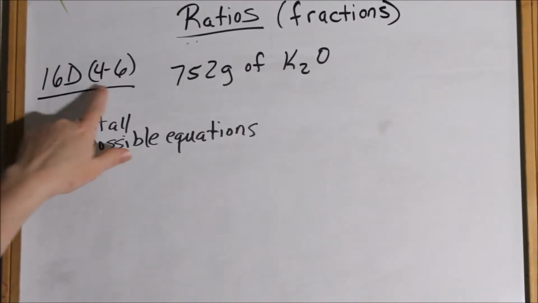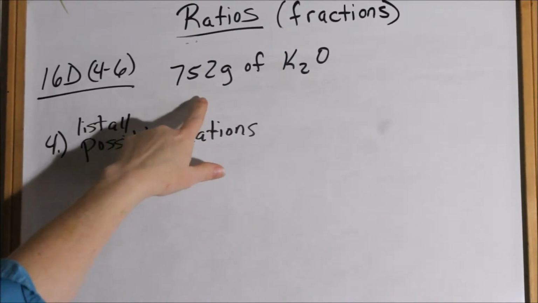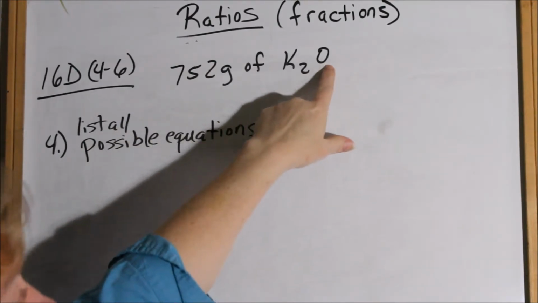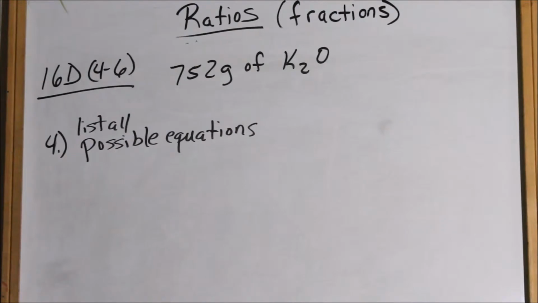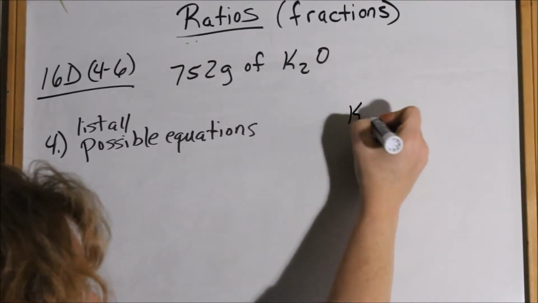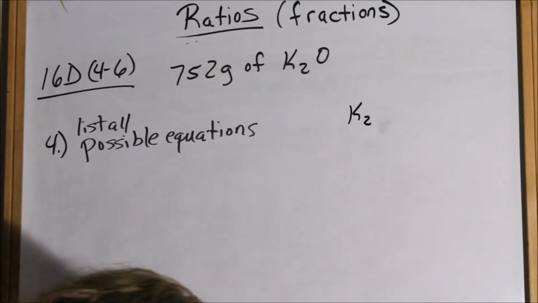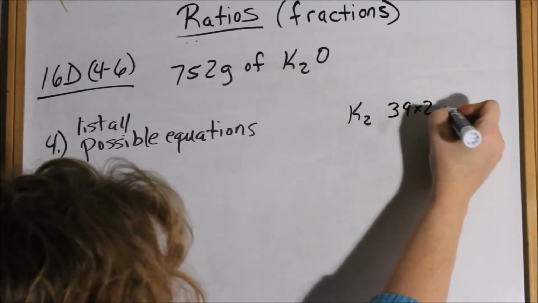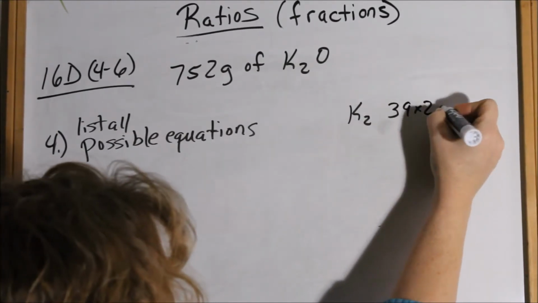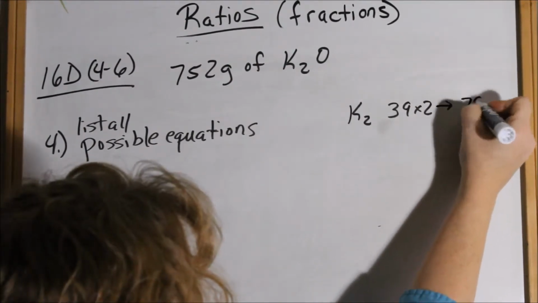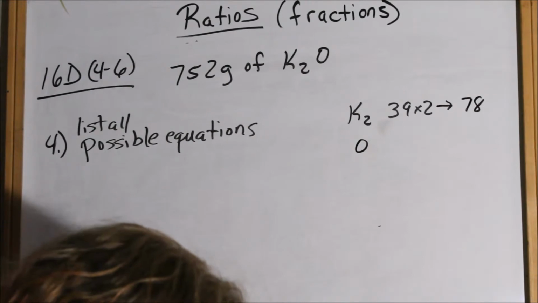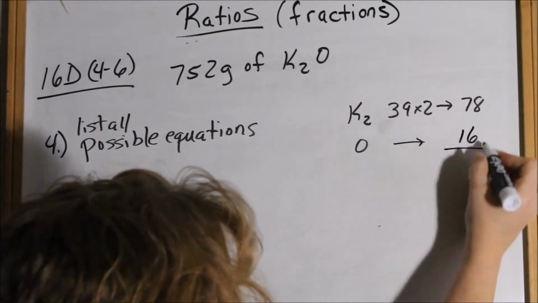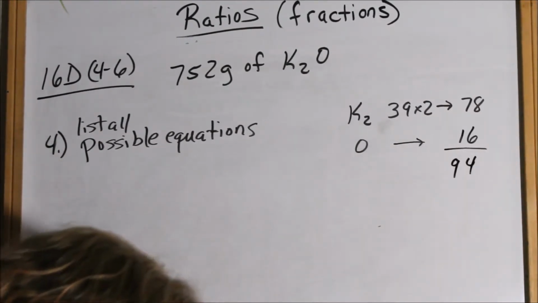Alright, we're looking at 16D, 4 through 6. We're doing another chemistry problem of ratios. We have 752 grams of K2O, potassium and oxygen. So I'm going to go to my atomic weight table so I can get how much each one of these weighs. For the potassium, it's 39 times 2, because there's 2 of them. That subscript tells you 2. So that's going to be 78. And then the oxygen, there's only 1 of them, and oxygen is 16. So add those together for your total, and that would be 94.